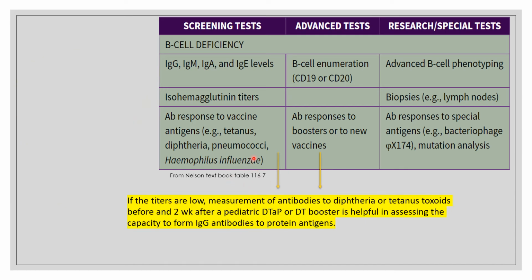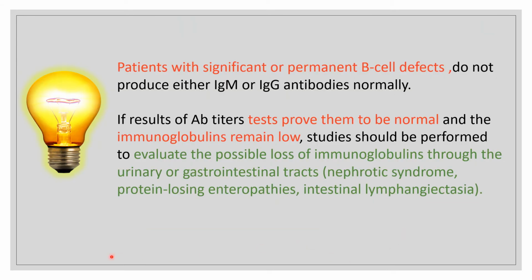There is an information for this antibody testing for the vaccine and the booster. If the titers are low, measurement of antibodies to diphtheria or tetanus toxoid before and 2 weeks after a pediatric DTaP or DT booster is helpful in assessing the capacity to form IgG antibodies to protein antigens. Patients with significant or permanent B cell defect do not produce either IgM or IgG antibodies normally. Okay, this is an information.